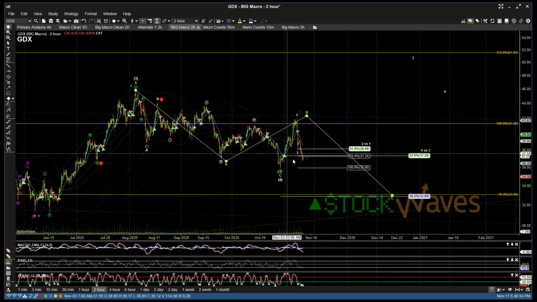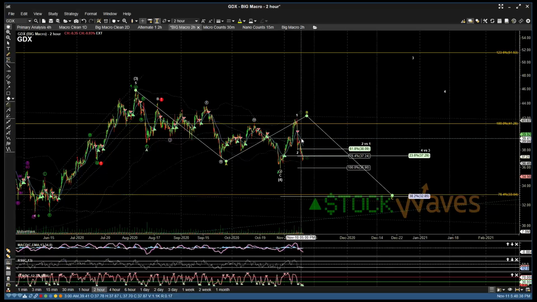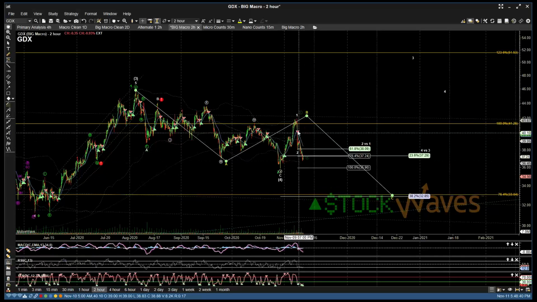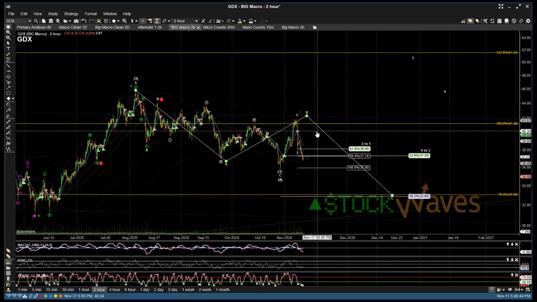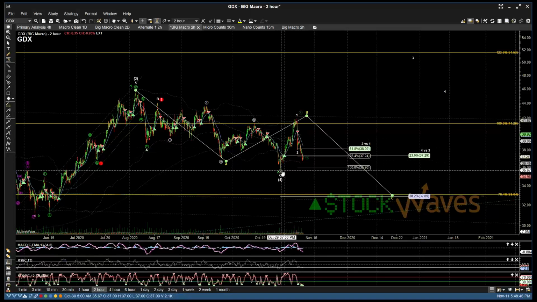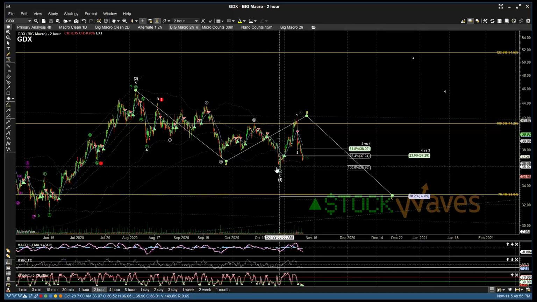I don't have a clear picture here if this is a 1, 2 start and maybe even starting a third, or if this is A, B, C down and it needs a bounce as a wave 2. Until this low breaks, I think there's enough evidence from the individual names and from the metals that we should still give this the benefit of the doubt of trying to hold somewhere in here as the 4th wave.